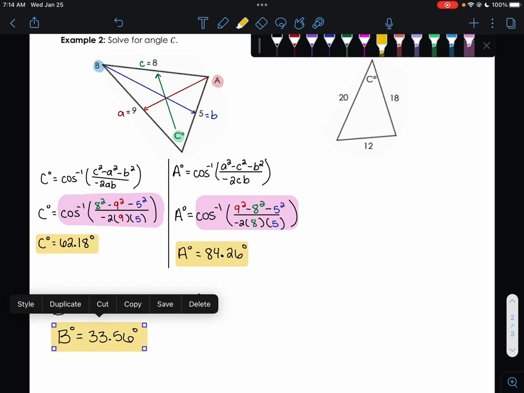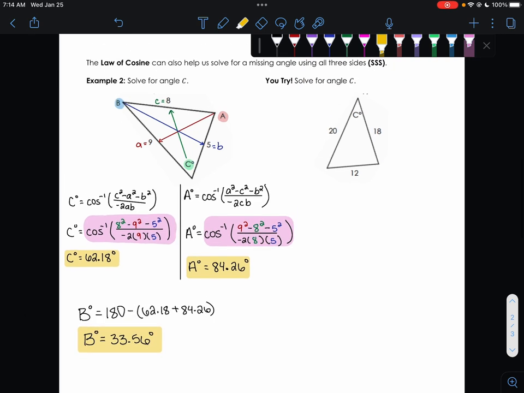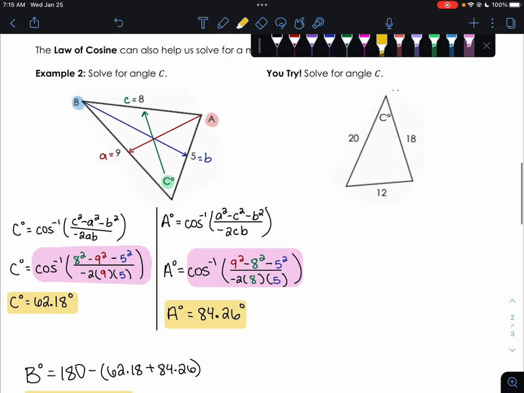Okay, so I showed you how to solve for all three angles. All I want you to do in this next one is just solve for angle C. I will give you a little hint. It does not matter which side you label as A and B, as long as the angle and sides correspond and you put them in the correct spot.